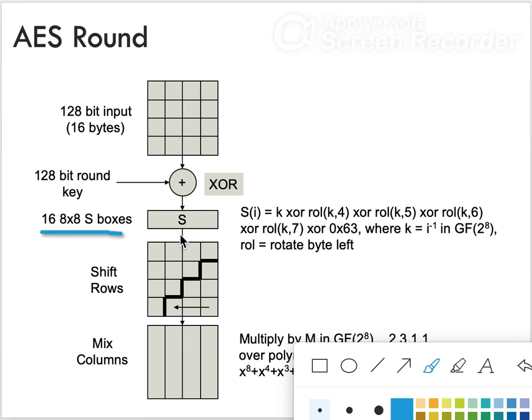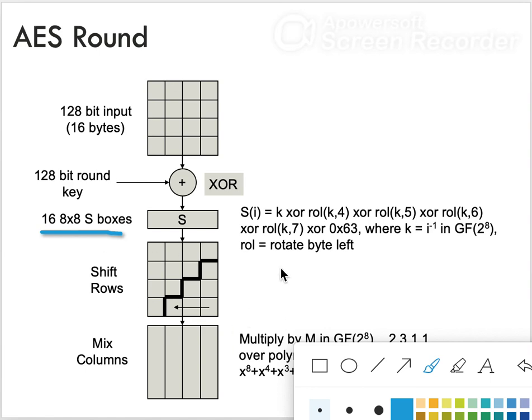The output of the S boxes is then given as input to another operation called shift row, where the first row remains unchanged, the second row is shifted by a 1-byte circular shift, then a 2-byte circular shift, and then a 3-byte circular shift. Each row here has 32 bits. So the first row remains unchanged, then the next is a 1-byte left circular shift, a 2-byte left circular shift, and a 3-byte left circular shift.